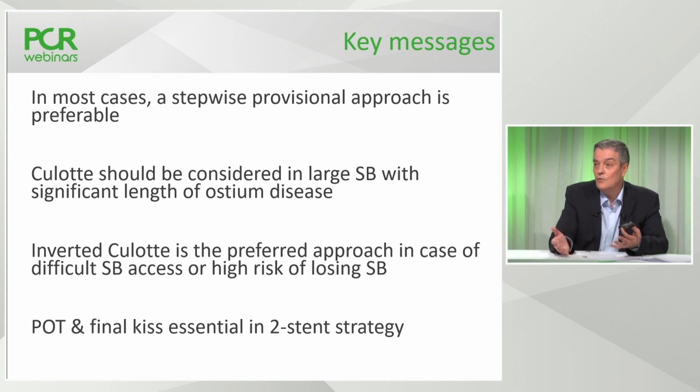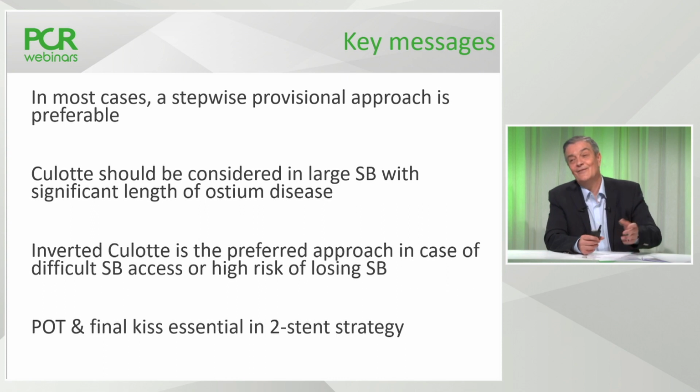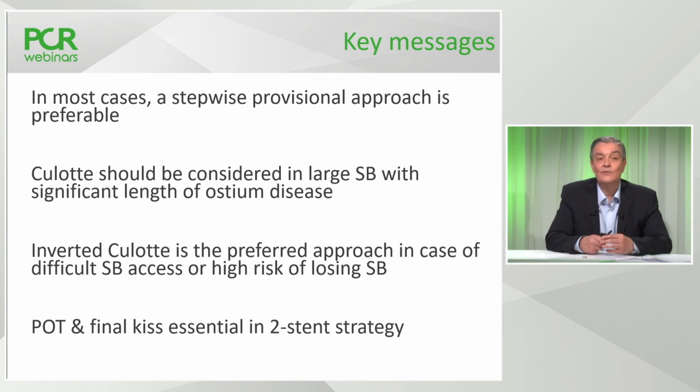And your personal preferred strategy was Culotte. And that's probably one of the reasons why we want to learn today from both of you, from the father and from you as the son. And it's very important to say that if we select a two-stent strategy, POT and final kissing are very essential steps in whatever two-stent strategy you select.